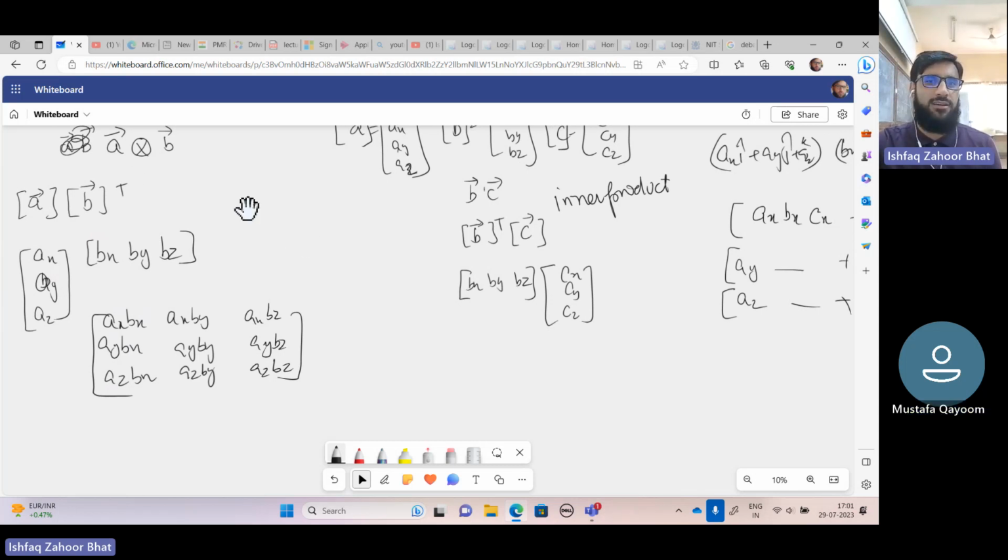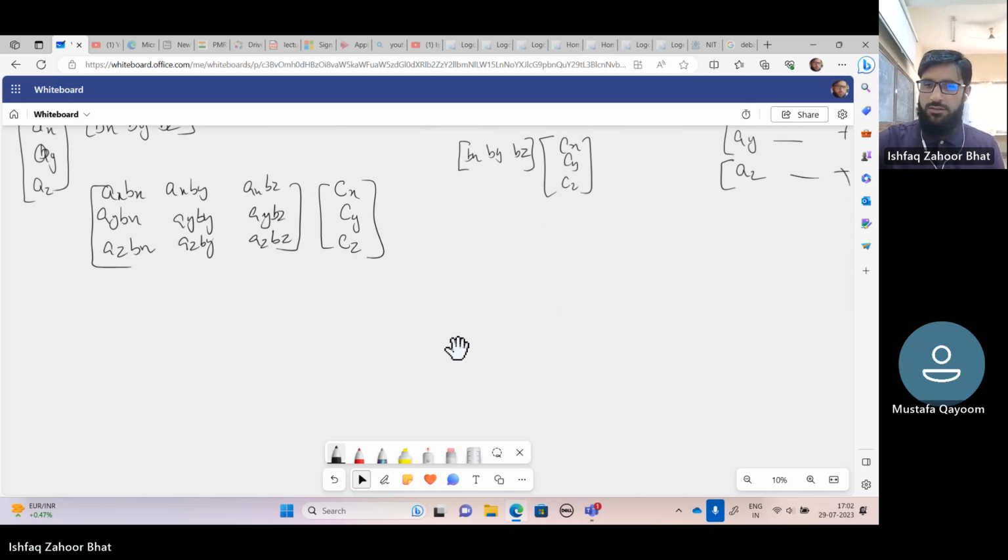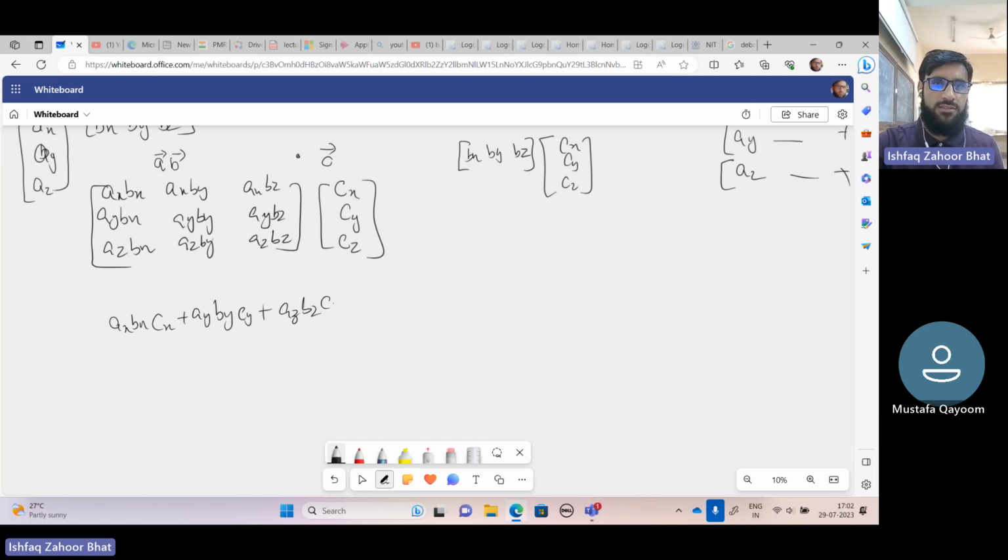Now let us take a third vector, the C vector, and dot this C vector with this. What was the C vector? It was nothing but CX, CY, CZ. You can multiply this with this, this with this, this with this. So when you take the multiplication like this, what is this basically? This is A B, and this is dot with C. So you will get AX BX CX plus AY BY CY plus AZ BZ CZ.